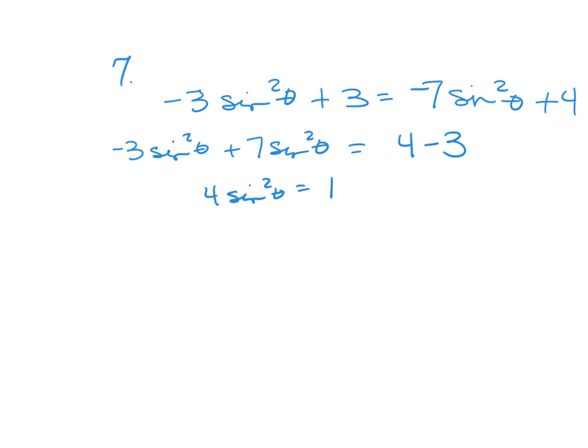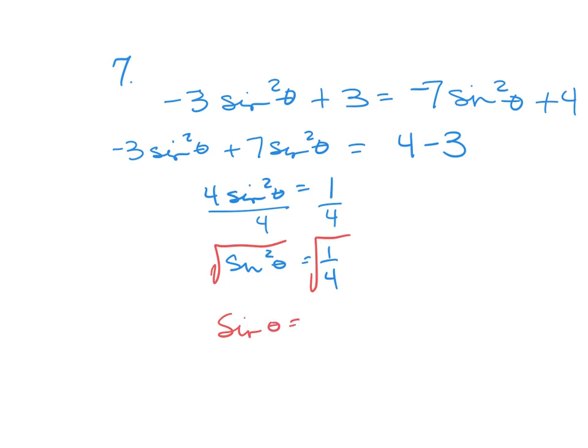The sine squared is not quite alone, so we divide by 4. And we get sine squared of theta equals 1/4. Well, now we have to square root both sides. So I get sine of theta comes out clean equals plus or minus 1/2.